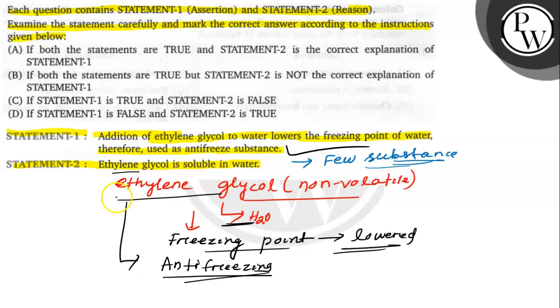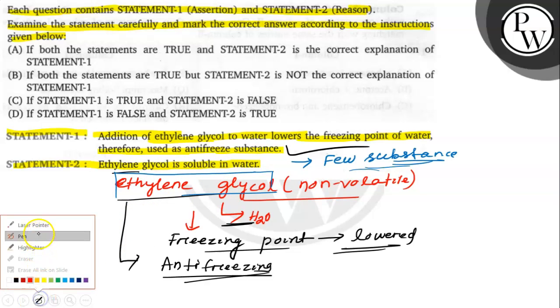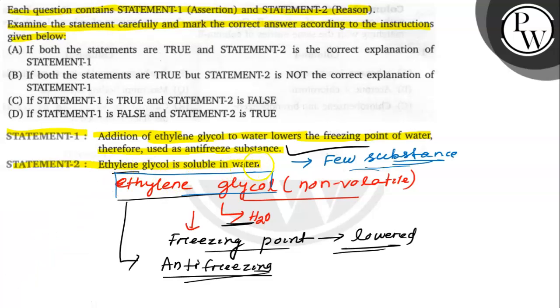So ethylene glycol lowers the freezing point. It is not included in all the substances, but from the few substances, one is ethylene glycol. So this one is also correct.